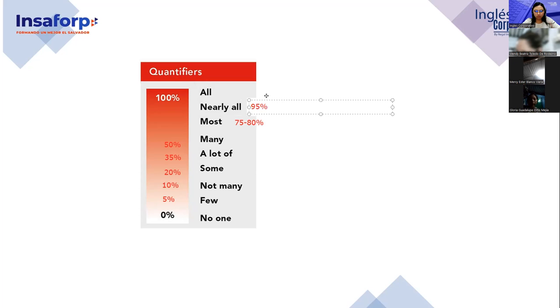Y tenemos el último, all. 100%. Para darles una idea de los quantifiers. ¿Y cuánto puede ser? Quantifiers. ¿Cuáles habíamos usado ya? ¿O cuáles reconocen? Look. Many. ¿Ya lo habíamos usado? Many. Some. Este es muy común, ¿verdad? Some. ¿Qué otro? All. Ah, claro. Este es muy común. All. ¿Y cuáles son nuevos para ustedes? New, the new ones. Ok. Este, few. Nearly all. También es nuevo, quizás no lo hemos usado.